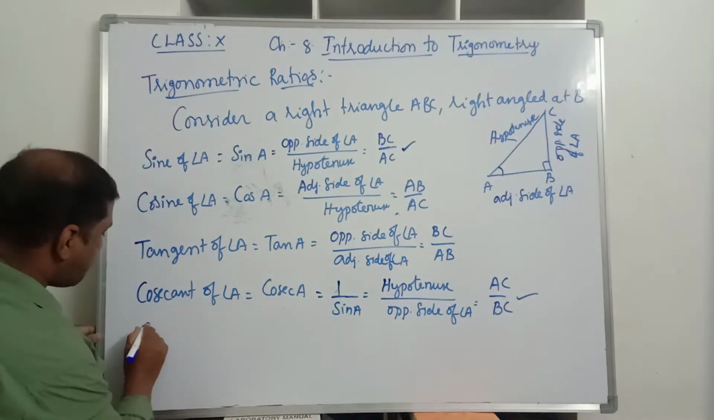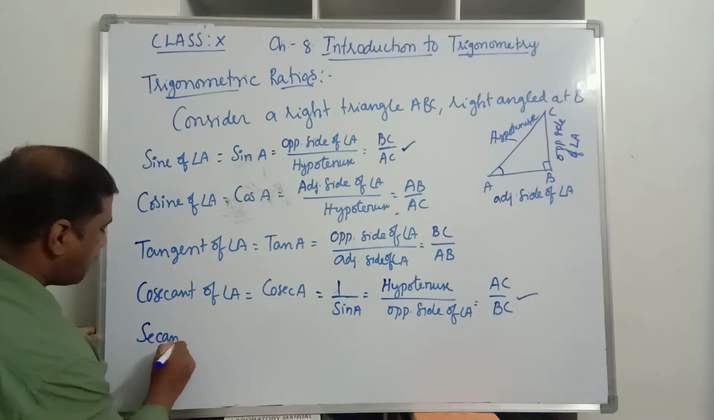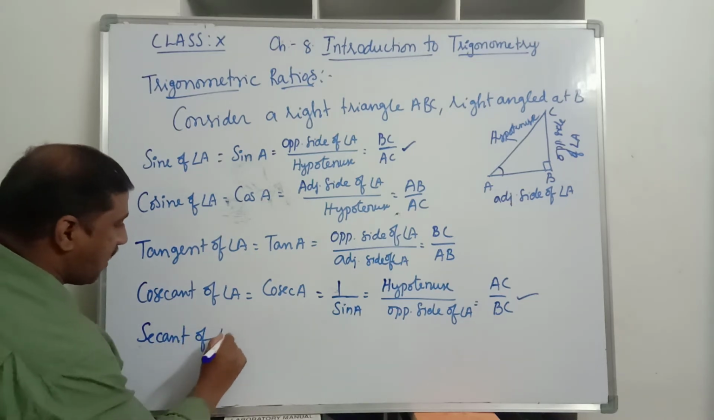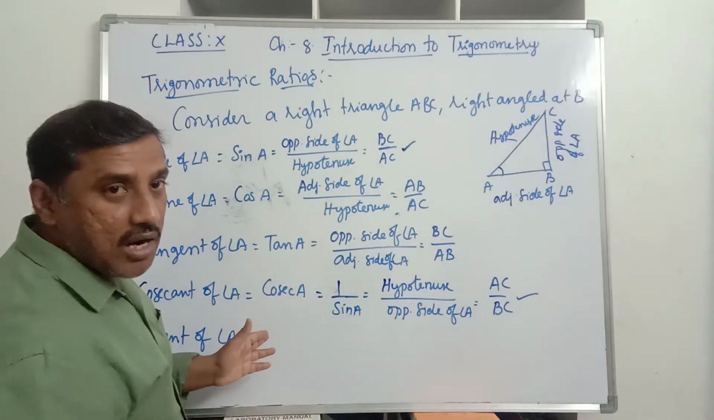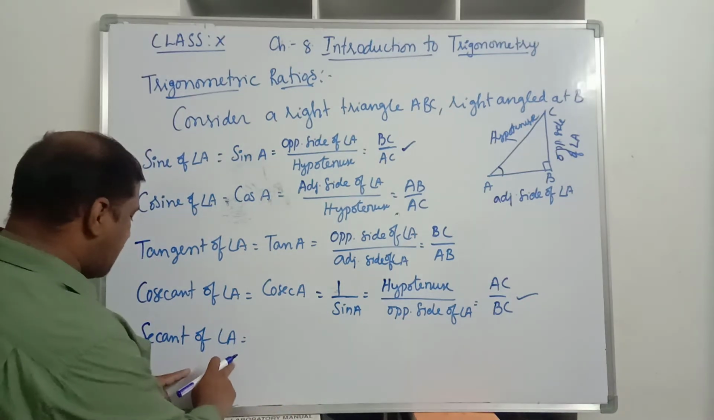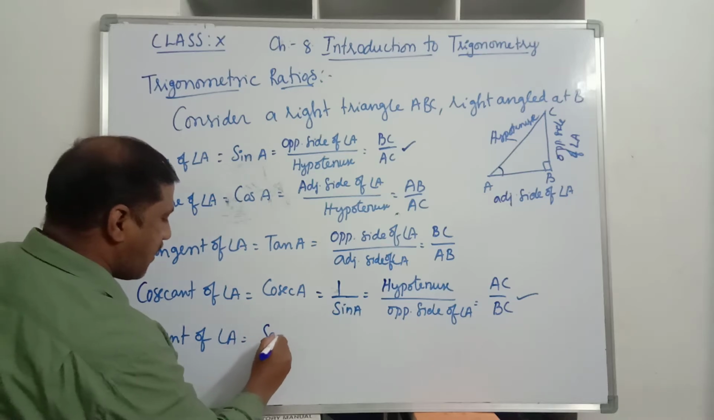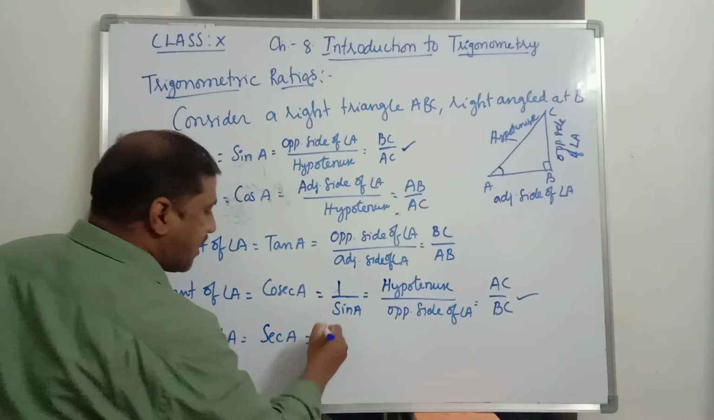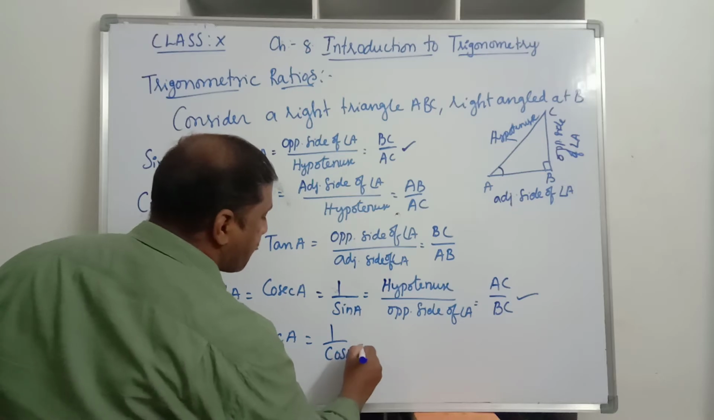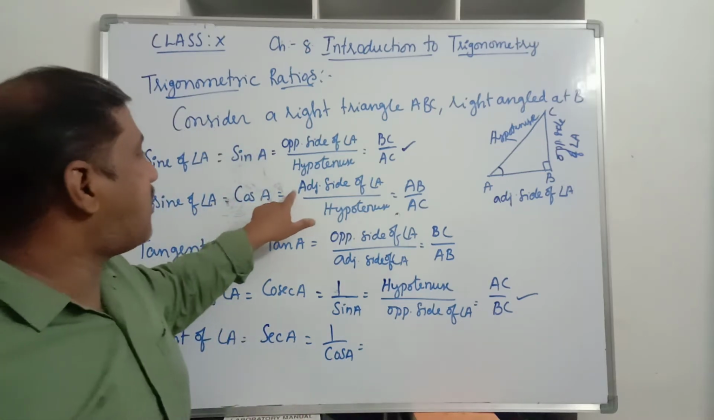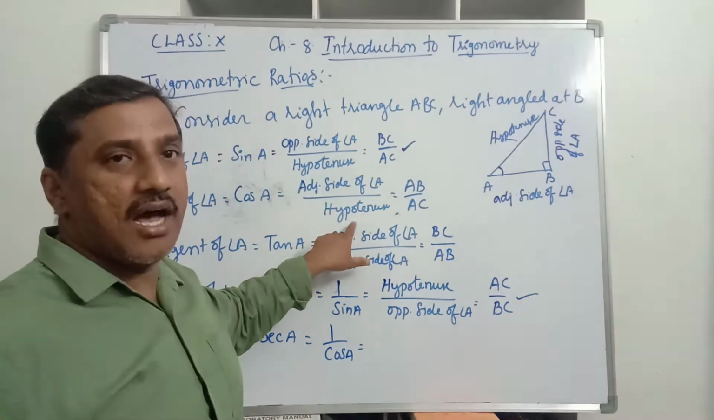Next, it is secant of angle A. This is the reciprocal of cos A. So secant A is abbreviated as sec A, and it is the reciprocal of cos A, that is 1 by cos A. Cos A is adjacent side of angle A divided by hypotenuse.